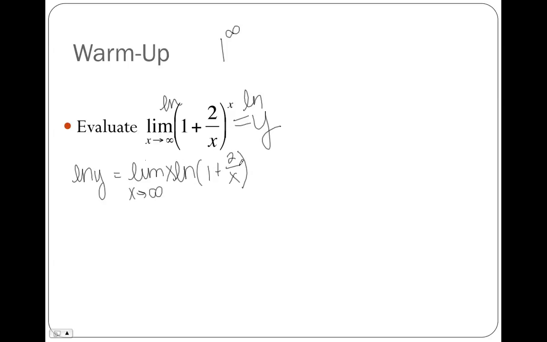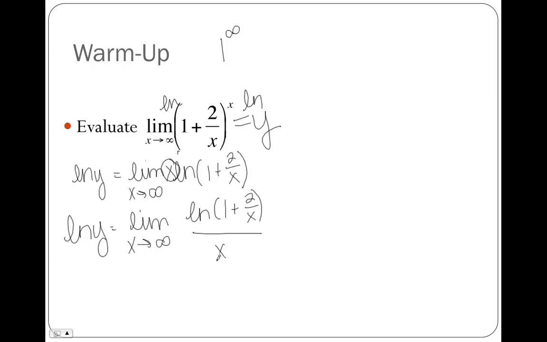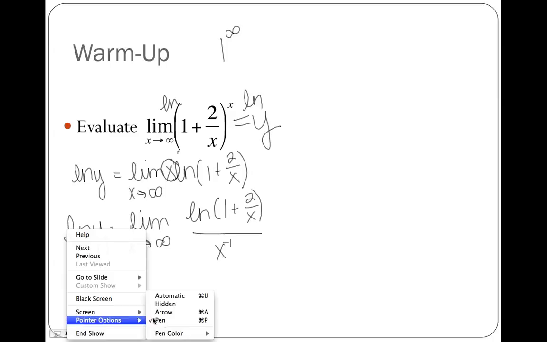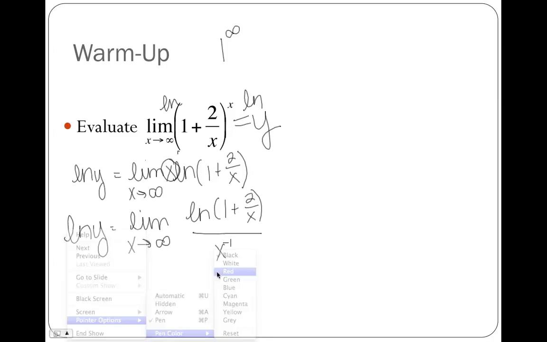So now I have an infinity times 0, and I'm going to move this x into the denominator. So the natural log of y is equal to the limit as x approaches infinity of the natural log of 1 plus 2 over x, to the negative 1. Now I have a L'Hopitalable form. I have 0 over 0. And so I'm going to take the derivative of the numerator and the denominator.